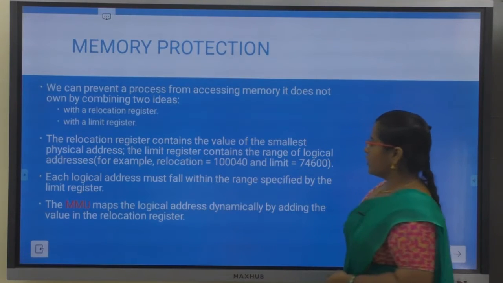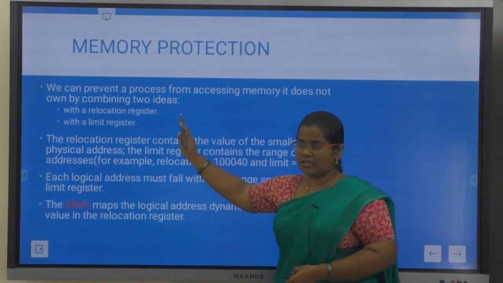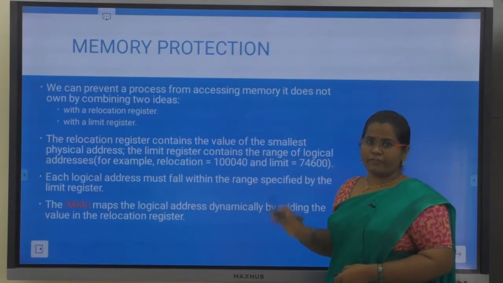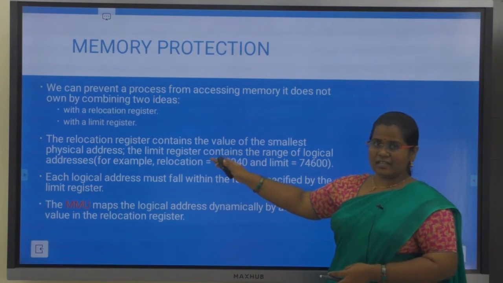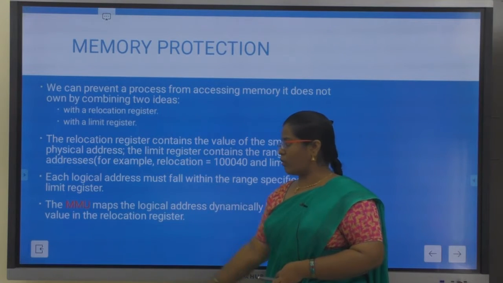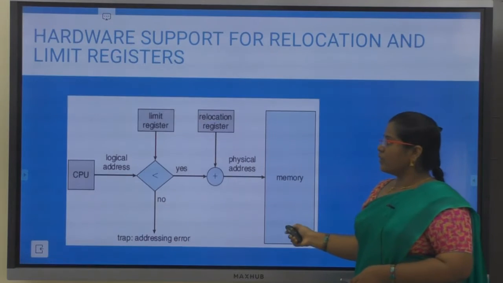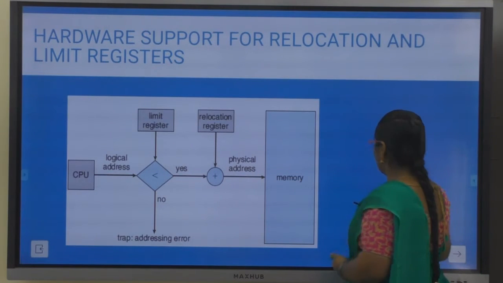Here the relocation register is the one which will act as a base register, and the limit register is going to store the size of your process. Then the whole setup is supported by a hardware device called the memory mapping unit, MMU. Let us have a look at this diagram which we have discussed now.